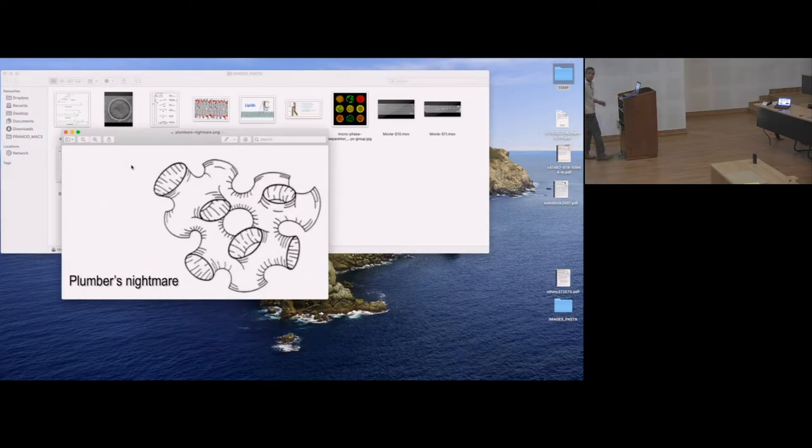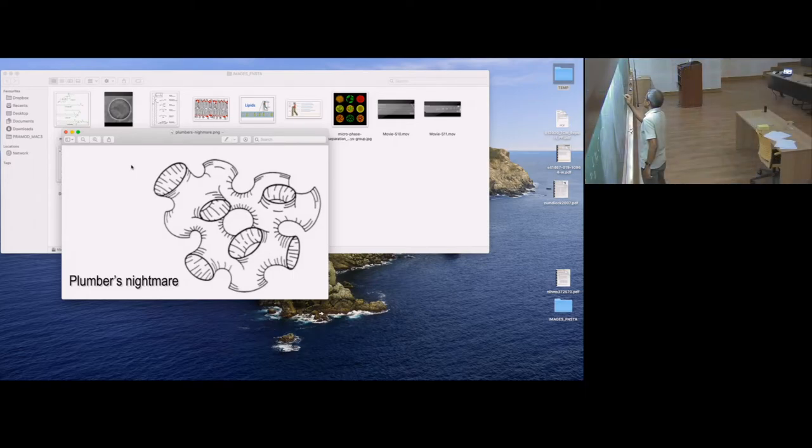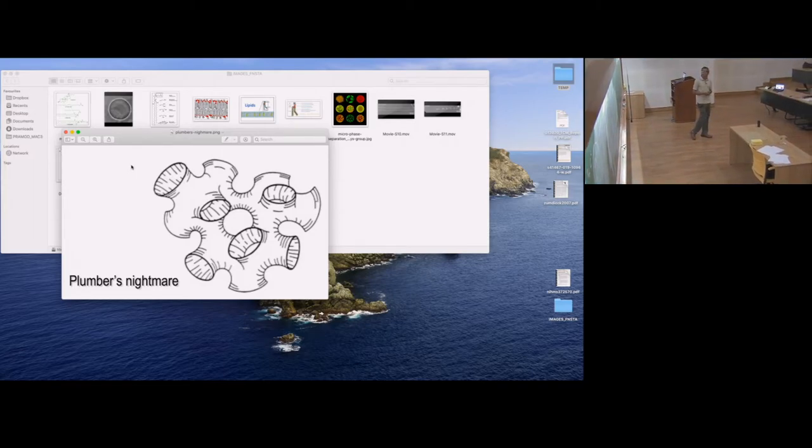You can also get shapes like this. This shape is called plumber's nightmare, and it is formed by membranes which prefer a very high Gaussian curvature. Why would it prefer a very high Gaussian curvature? Imagine you have molecules like this. In one cross-section, they look like that. In the other cross-section, they look like that. So these are wedge-like molecules. If you put them on the surface, they can orient in such a way that they spontaneously generate Gaussian curvature. And this shape is full of Gaussian curvature.